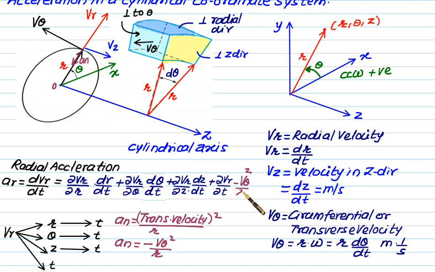In this fashion, we can write down the acceleration ar. The sign is negative because it is directed towards the center.